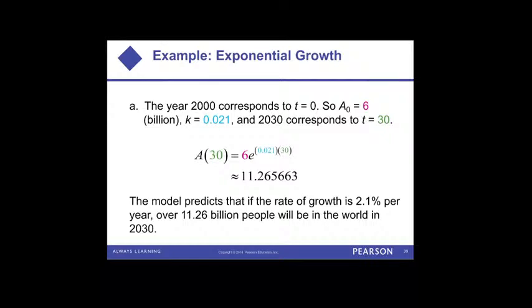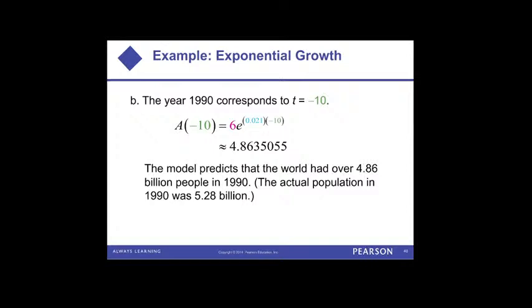And then for the second part, it's the same thing. The amount 10 years earlier, based on this model: the starting amount was 6 billion at a rate of growth of 2.1%, and 10 years earlier, in 1990, the model suggests that there should be 4.86. It predicts that the world had over 4.86 billion people in 1990. The actual population in 1990 was about 5.28. So this is a model. We do the best to be as precise and exact as possible, but it's just not exact.